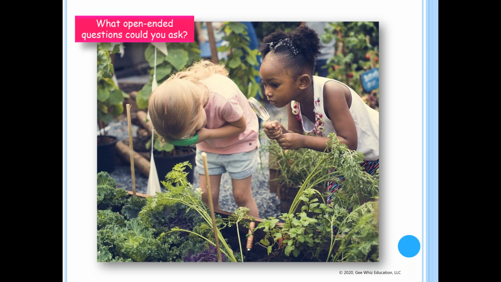What kind of vegetables do you think are growing in this garden? How do you use the magnifying glass correctly? Why is the cabbage green? That's a good question. How do you think the plants grow? Tell me about what you see. How does it look? Can you describe what you are doing? What are you looking for? Why are you looking for it?